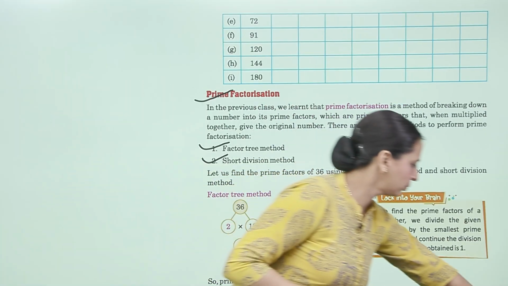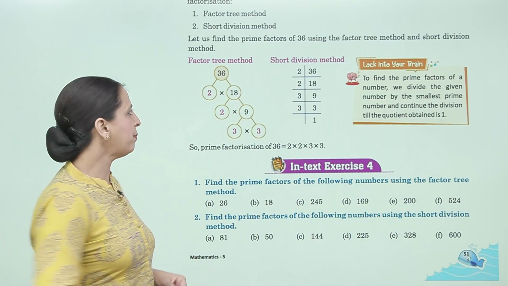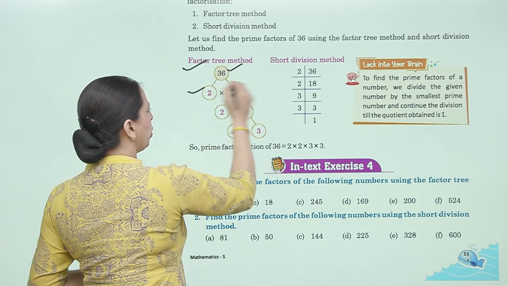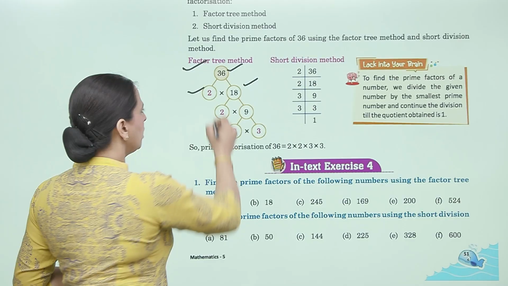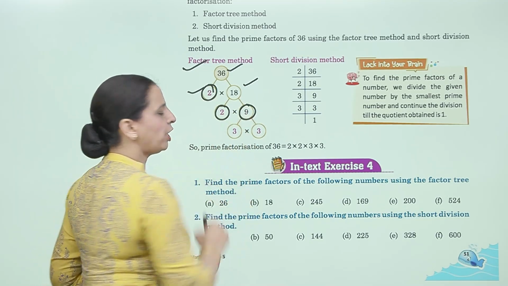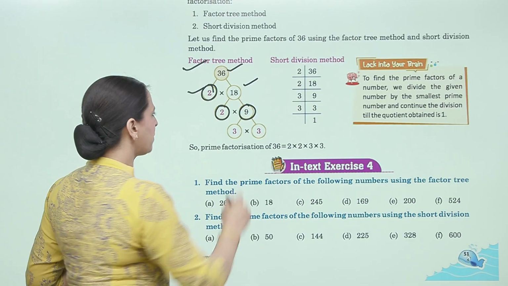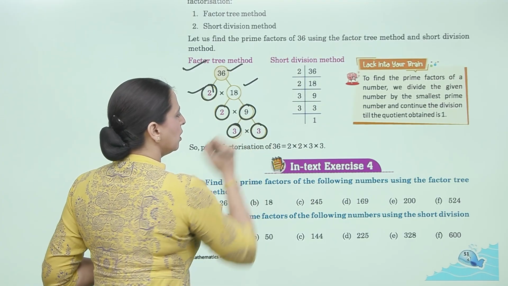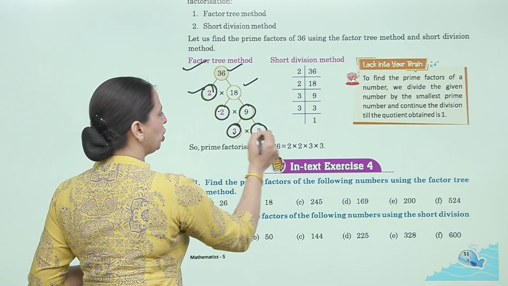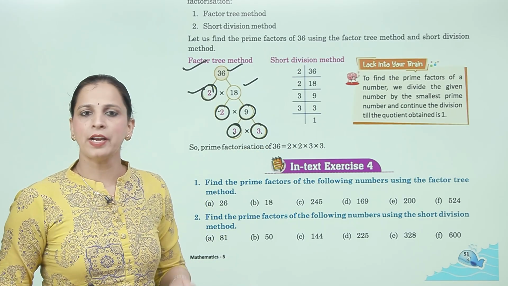Now, factor tree method. 36. 36 को हमने break down किया 2 into 18. These are the factors. Again 2 is a prime number, so 18 is further divided into 2 into 9. Again 2 is a prime number, 9 is 3 into 3. Now these are the 2 into 2 into 3 into 3. These are the prime factors of 36.